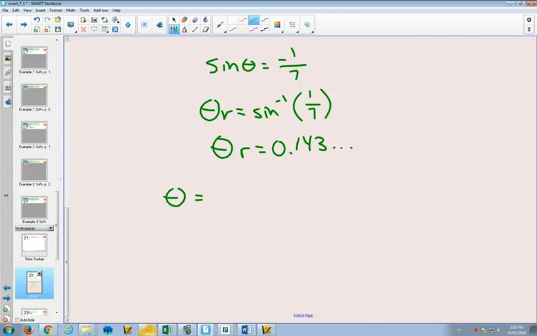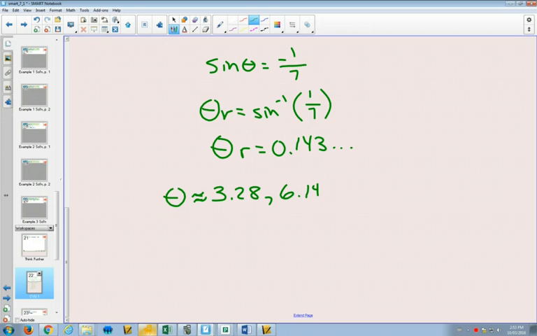So then our answers between 0 and 2 pi, there's going to be 1 in quadrant 3 and 1 in quadrant 4, because our original sine is negative 1/7. So we go pi plus our reference angle, and we get 3.28, rounded to 2 decimal places, and 2 pi minus our reference angle, 6.14. Now those are our answers between 0 and 2 pi.